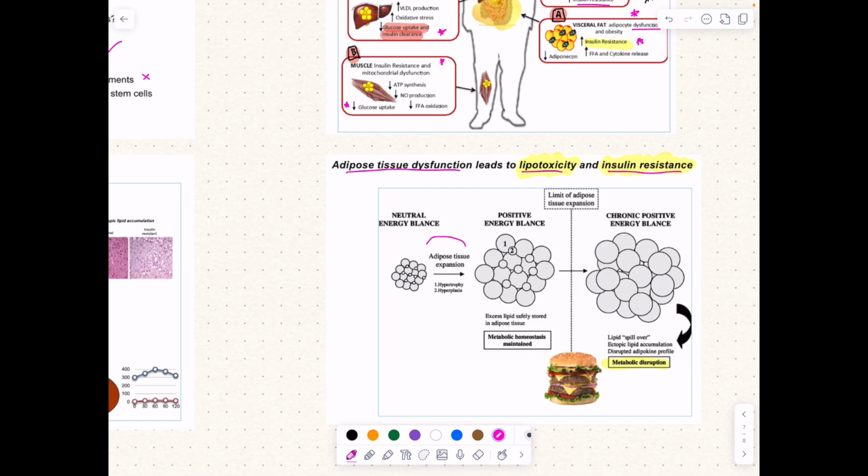So basically, you keep taking in fuel, make more and more adipose, and then if you have chronic positive energy balance, just like too much food all the time, then you'll have lipid spillover into the blood and cause metabolic disruption, which will then lead to insulin resistance.